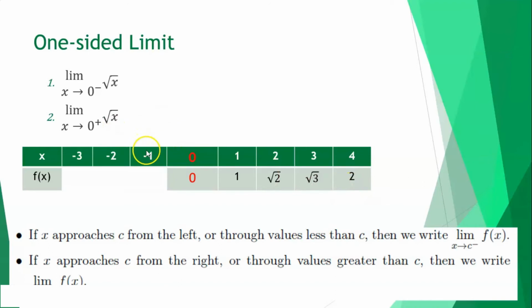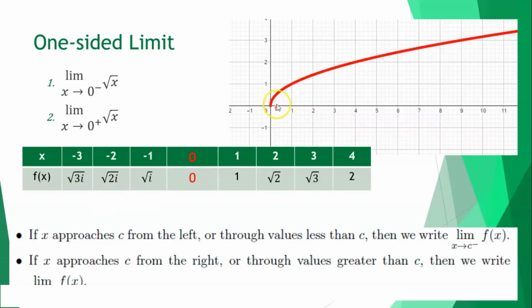Now, for the numbers to the left of 0, like the square root of negative 1, take note, it is imaginary. So the square root of negative 2, the square root of 2i, and so on. Graphing this, it starts from 0 and goes until infinity. Take note, to the left of 0, it is already imaginary. So looking at the graph, what is the limit of the square root of x as x approaches 0 from the left? Our answer is that it does not exist. While the limit of the square root of x as x approaches 0 from the right would be 0. Take note, when you say one-sided limit, there are two possible answers: it does not exist, or it is a value like 0.